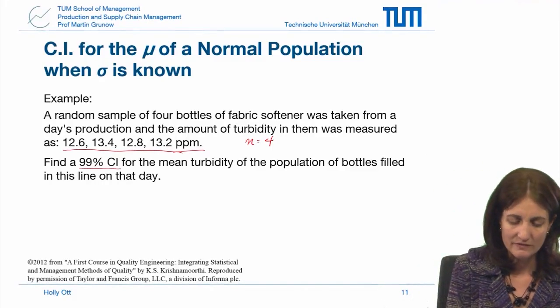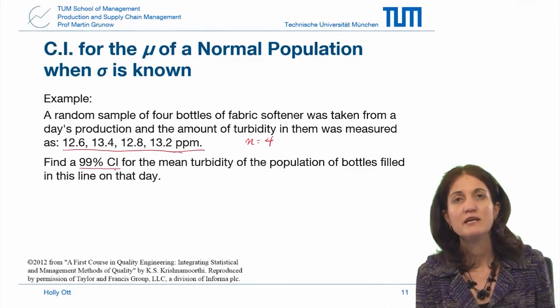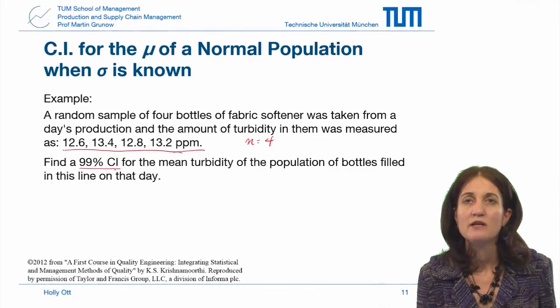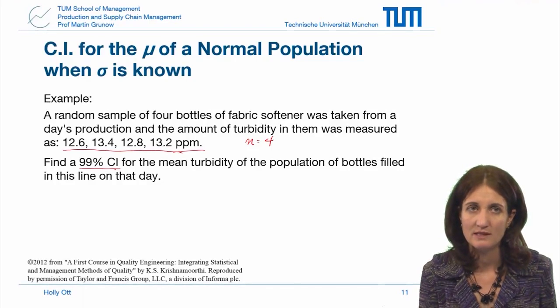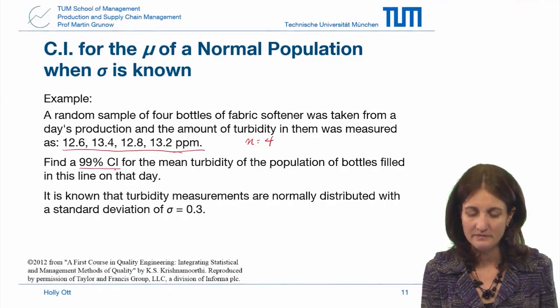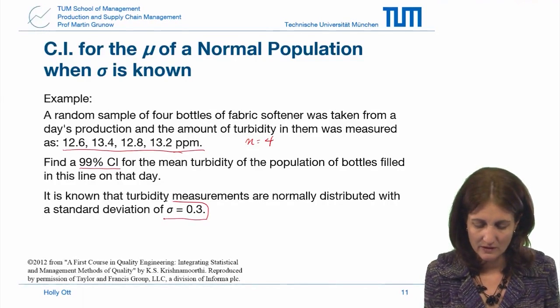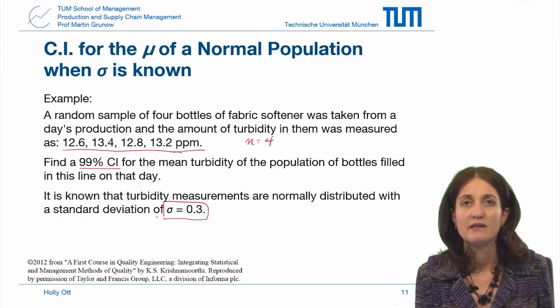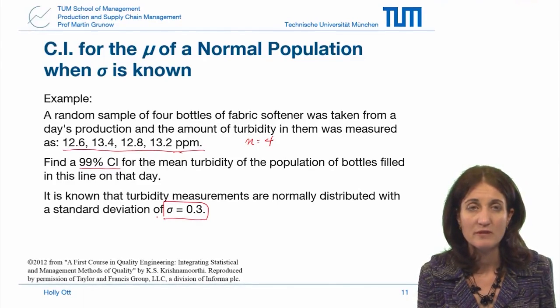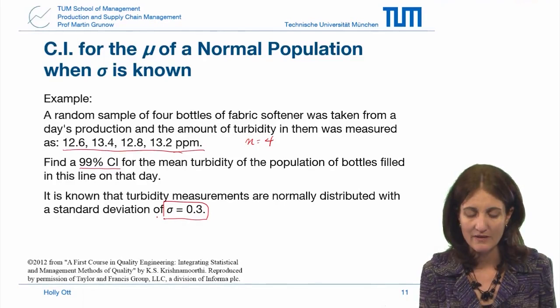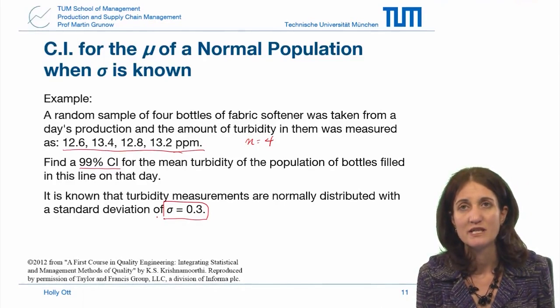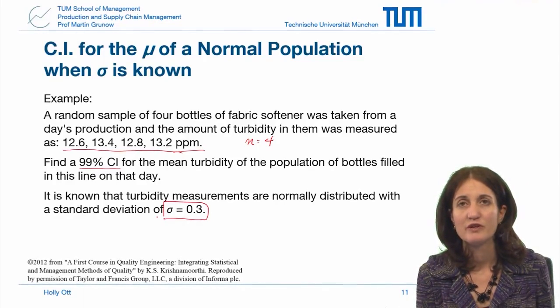Now, we need to find the 99% confidence interval for the mean turbidity of the population of bottles filled on this line that day, based on our sample. We're also given that the turbidity measurements are normally distributed and have a standard deviation of sigma equals 0.3.